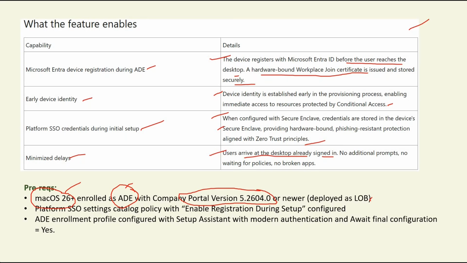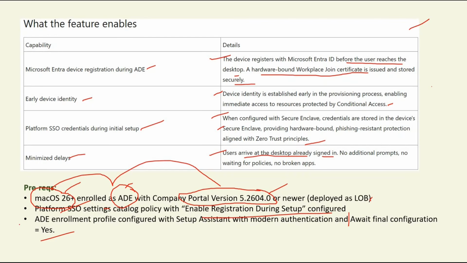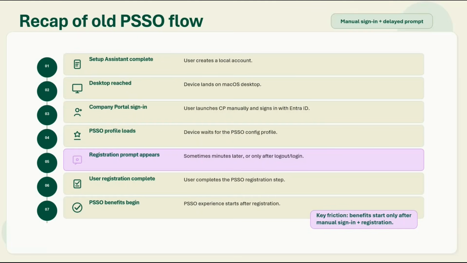Only in that case, only if the combination of these three things are happening, that is, you have a macOS supported device and your ADE profile deployed, and in that ADE profile you have set up this setting which is enable registration during setup, and the company portal app was also deployed, then you will be able to get this flow. And over there is a couple of settings which says that await final configuration set to yes. We will see all these settings later. I hope that by now at least we have understood what this feature is for and what problem this is solving. Now, recap of the old PSSO flow.